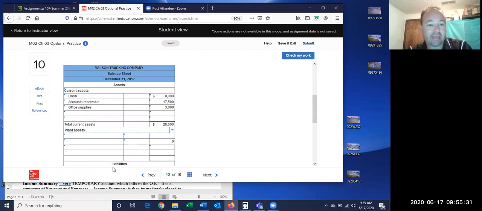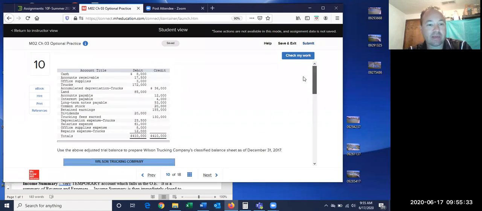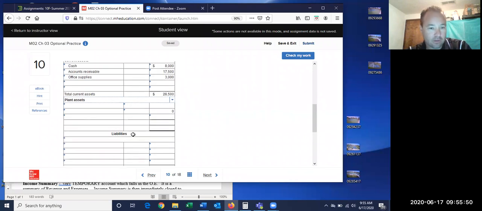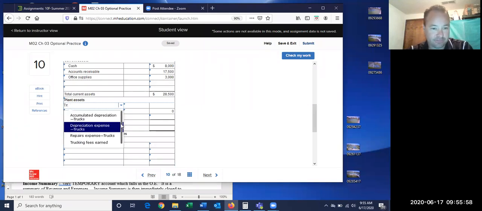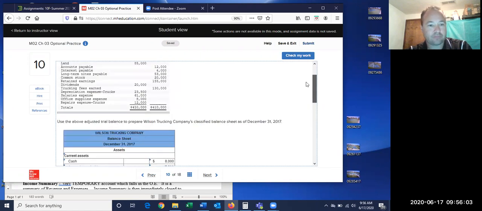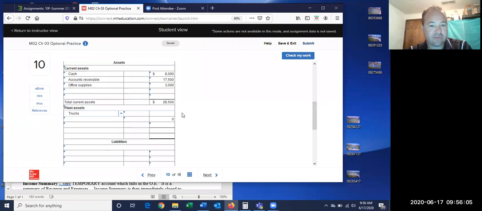Okay. So plant assets, that's basically all of our long-term assets, and that's going to include our trucks, the accumulated depreciation. Those two go together. Remember, we talked about that with the adjusting entries. You combine them to get their book value, and then the land. So we're going to put up here, let's do our truck. And our truck was at 172.